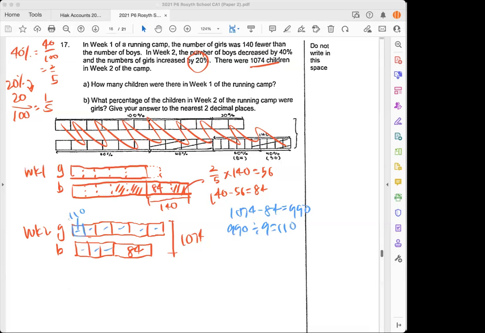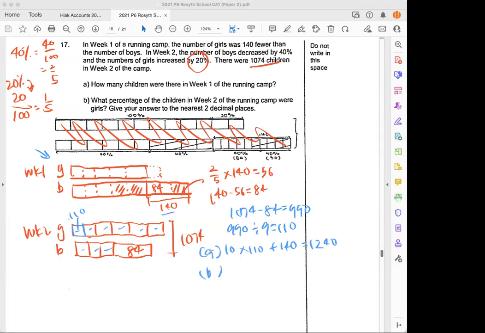How many children were there in week 1 of the running camp? So we look at the model here, week 1. How many units of girls are there? 5 units. Do not add this dotted line. 5 units of girls, 5 units of boys plus 140. 5 units of girls and 5 units of boys will give you 10 units. And each unit is 110, plus 140. That will give you a total of 1240. So that's the answer for A.